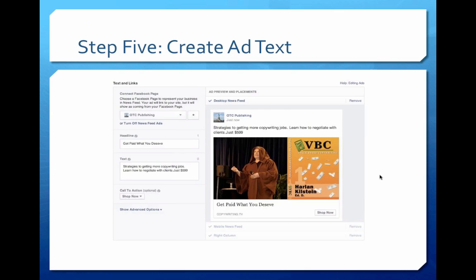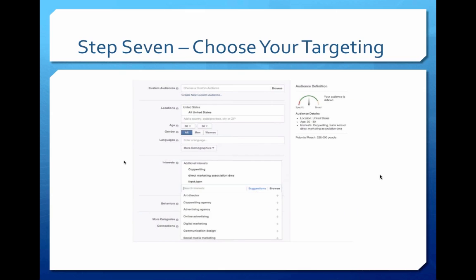Step 5, create the ad texts. I showed you that as well. Now, step 6, see the ad placement. Here, we would remove the right-hand column and leave this in the mobile news feed as well. Now, targeting. This is not something that I would typically target. I use this because it was just convenient, and I want to discuss it with you. And I want to point things out.